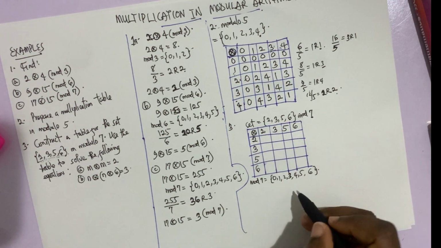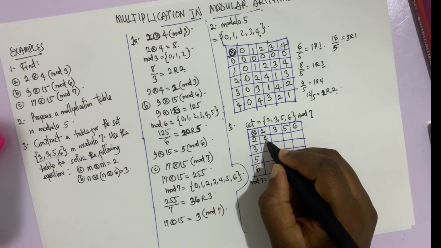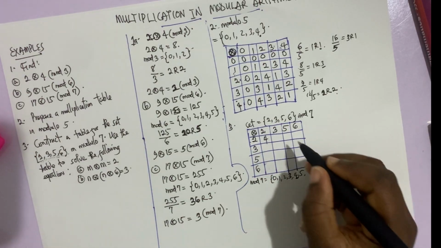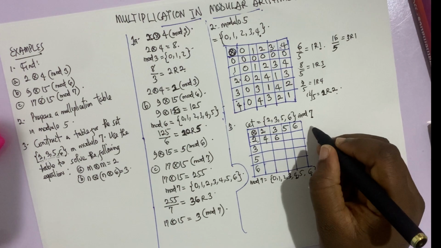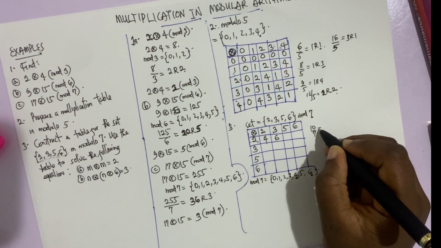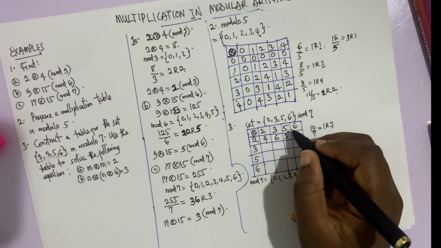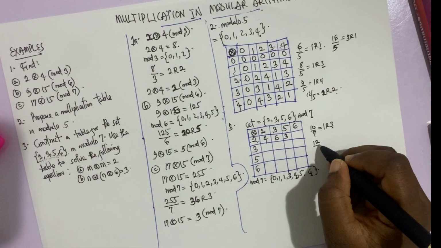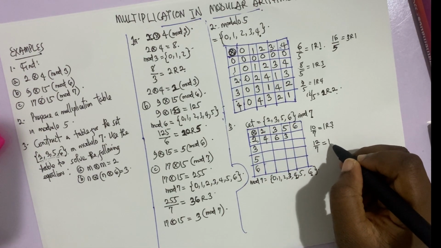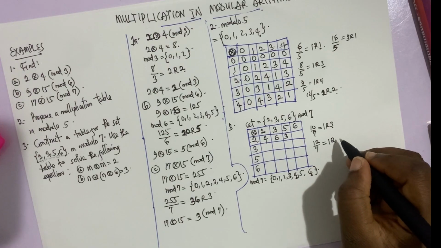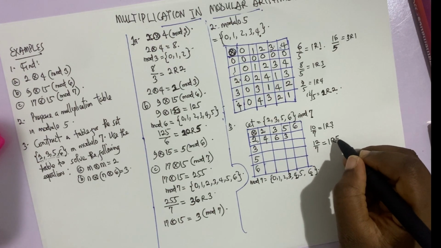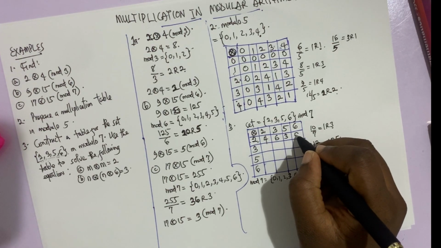So 2 times 2 is 4. Is it valid? Yes, it's valid. 2 times 3 is 6. Is valid. 2 times 5 is 10. Is not valid. So we do 10 divided by 7. 1 remainder 3. So we write 3. 6 times 2, 12. Is not valid. 12 divided by 7. That's 1 remainder 5. 5 is what we write.